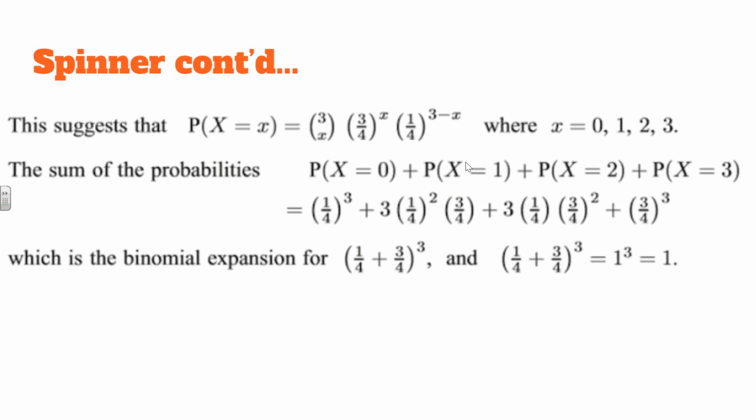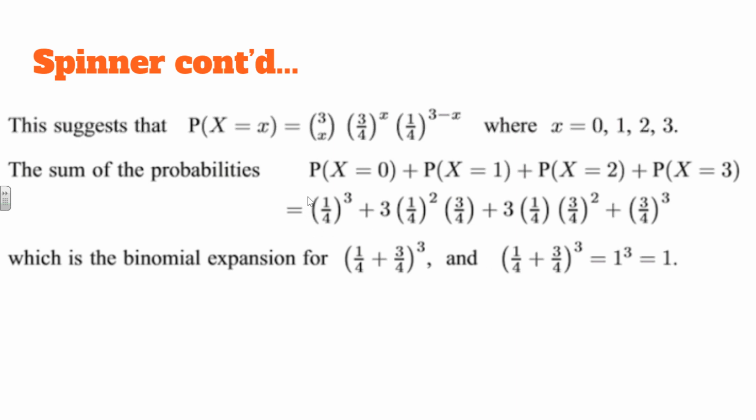So we could put it into this statement here, 1/4 cubed plus 3 times 1/4 squared times 3/4, etc., etc. And again, we can understand that that's all going to be 1. Now, if you look at this here, look at the coefficients.